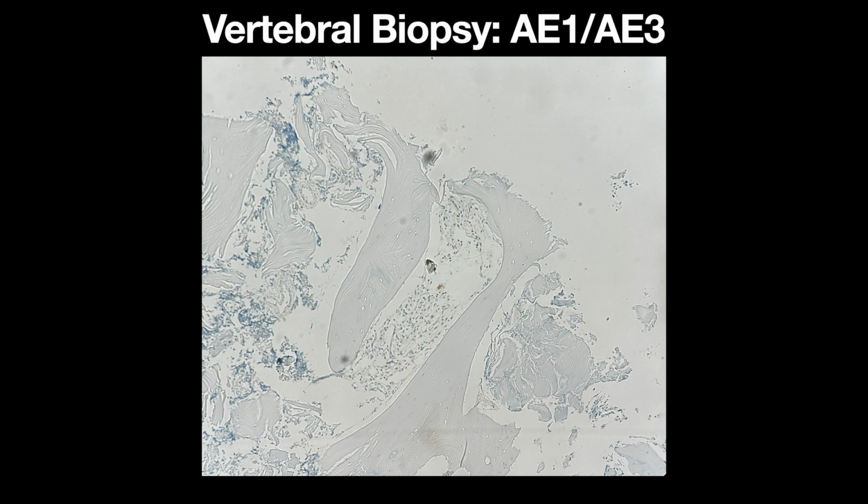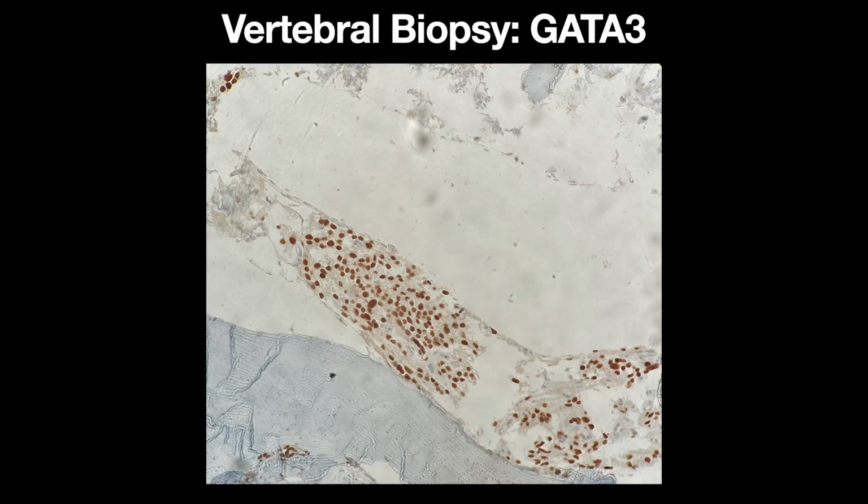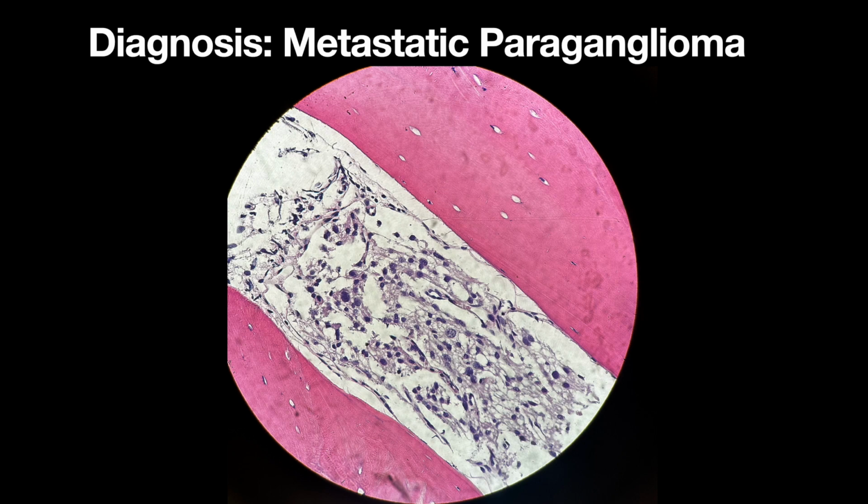AE1, AE3, or pancytokeratin, was negative, and GATA3 was positive. So the diagnosis was metastatic paraganglioma. Remember that paragangliomas are non-epithelial neoplasms derived from chromaffin cells of the paraganglia in the autonomic nervous system.